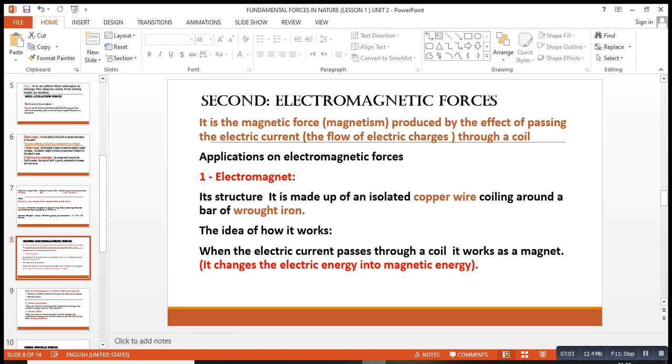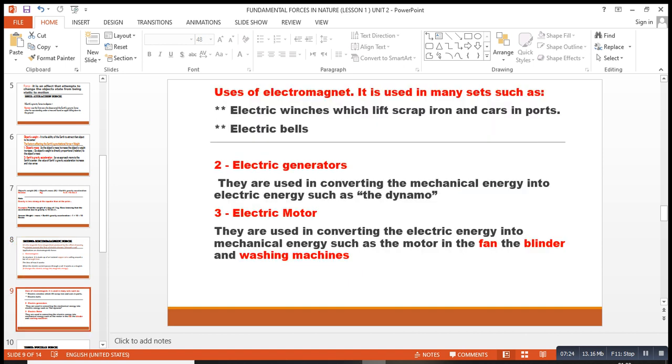Number 2, electric generator, which is used in converting mechanical energy into electric energy, such as the dynamo found in bicycles. Number 3, electric motor. It is used in converting electric energy into mechanical energy, such as the motor in the fan, the blender, and washing machines.